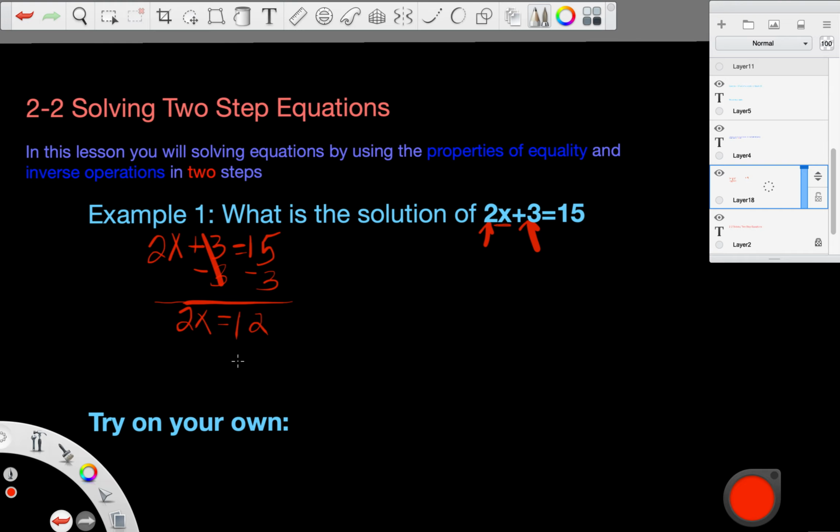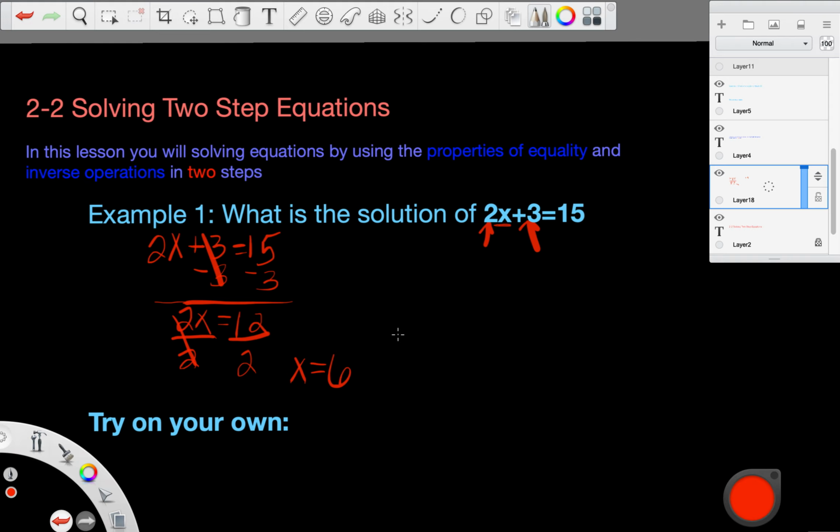Okay? Now the last thing I need to do, I see a 2 right next to this x. That really means multiplication. So in order to reverse that, to get that 2 away, we want to do the inverse operation, which is divide. 2 divided by 2 is 1, which is exactly what I want. And then I'm left with 12 divided by 2. This then gives me that x equals 12 divided by 2, which is 6.